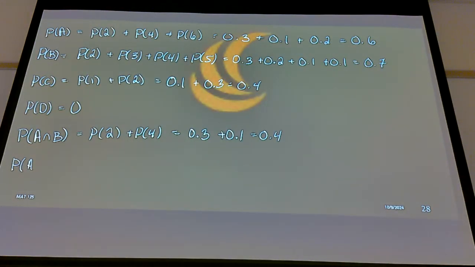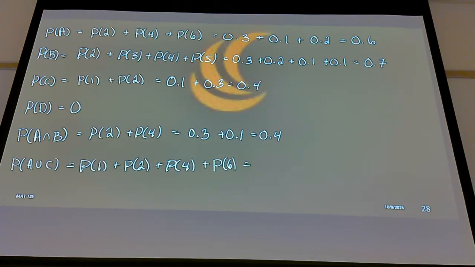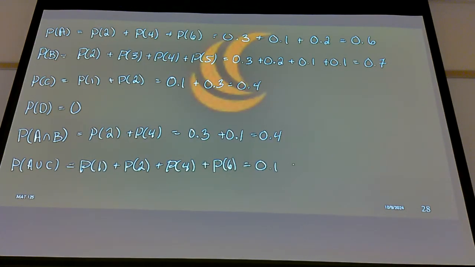Now, what was it? It was A or C. Yeah, right. 1, 2, 4, 6. Probability of 1 is 0.2. Probability of 2 is 0.3. 4 is 0.1, 6 is 0.2. Sum them up. 0.7.